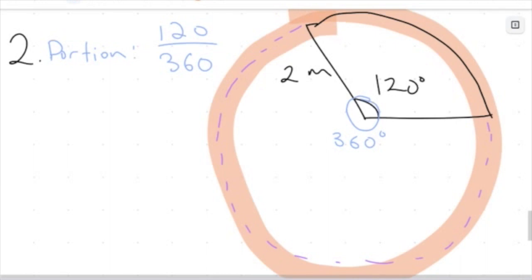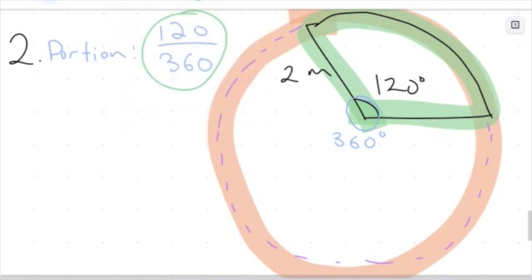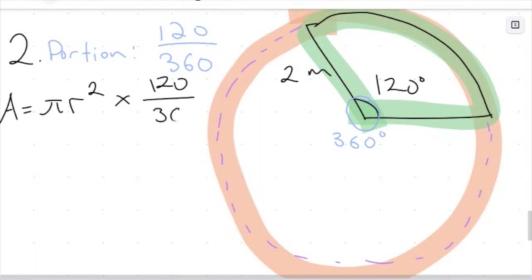So this little chunk here makes up my 120/360ths. And that's what I'm going to use to find the area of my sector. So I can say, I know the area of my circle, that's always going to be pi r squared. And I'm just going to take 120/360ths of that circle, of that area.